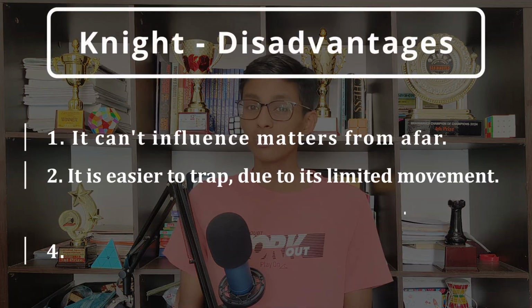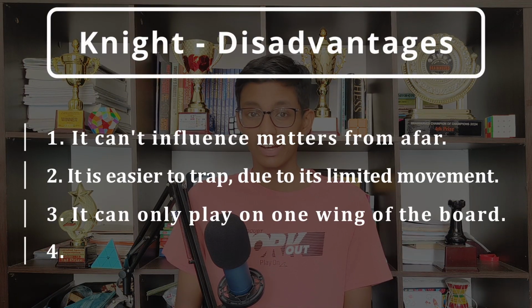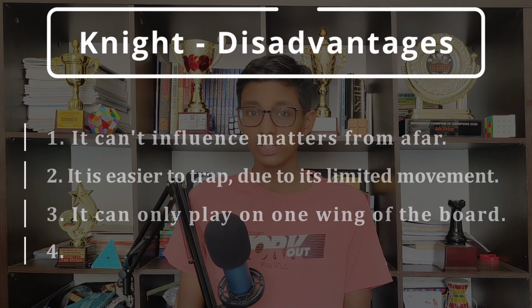It can only play on one side of the board at once. Again, because it's short range and slow moving, being on the king side, it takes time to go to the queen side. So it can only play on one side of the board at once and takes very long to go from one wing of the board to another.